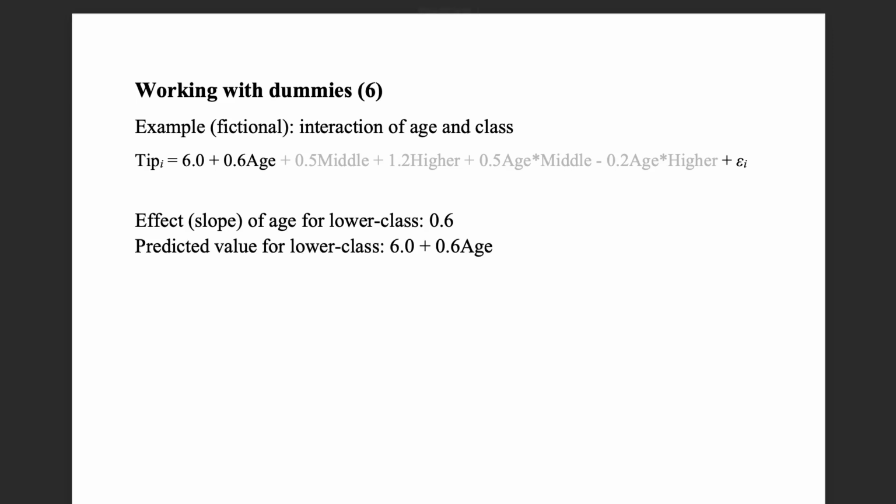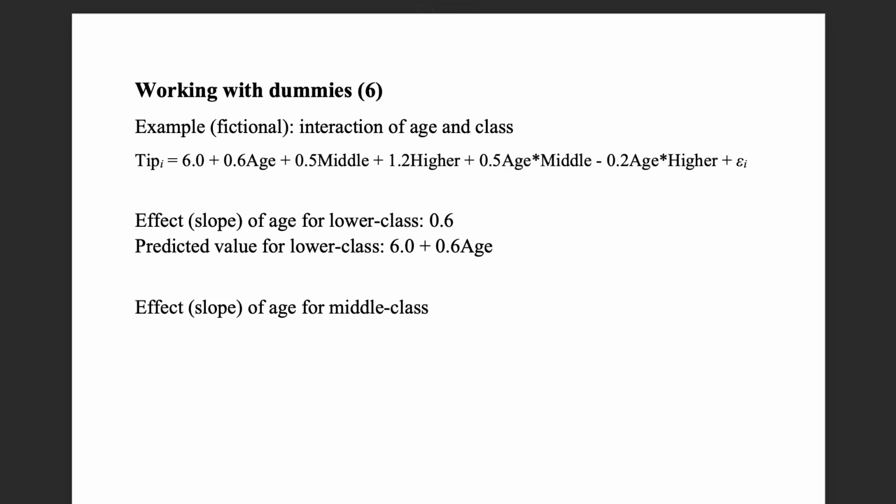You can also look at what would be the predicted value for the lower class people. Well, it would be 6.0, the constant, because it's the same for everybody, plus 0.6 multiplied by the value of age of these people. That's how we could calculate the predicted value for the lower class people, because all the other parts of the formula are not relevant for them. All of them would be multiplied by 0, because they get a 0 on those dummy coefficients of middle and higher class. So all of the other things basically are not relevant for the lower class people.